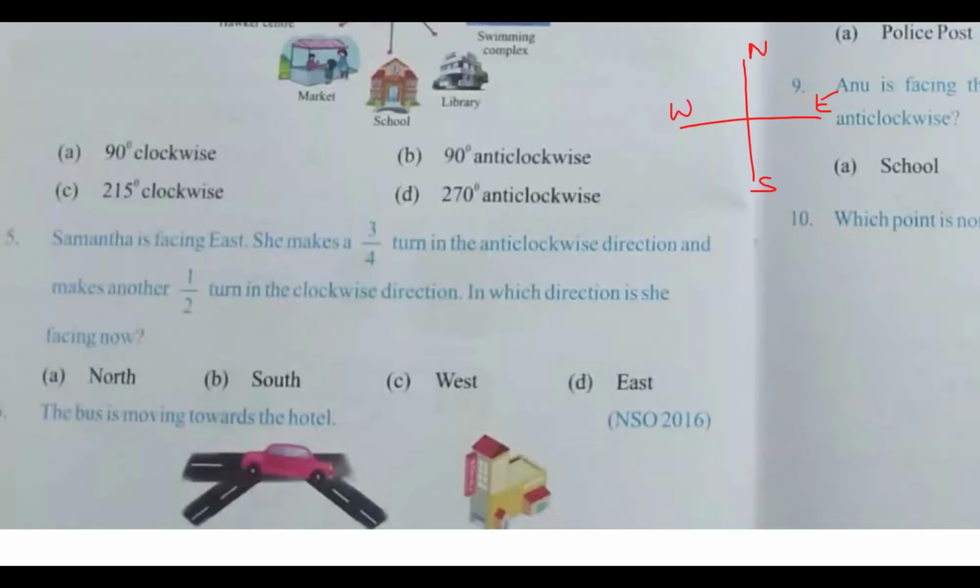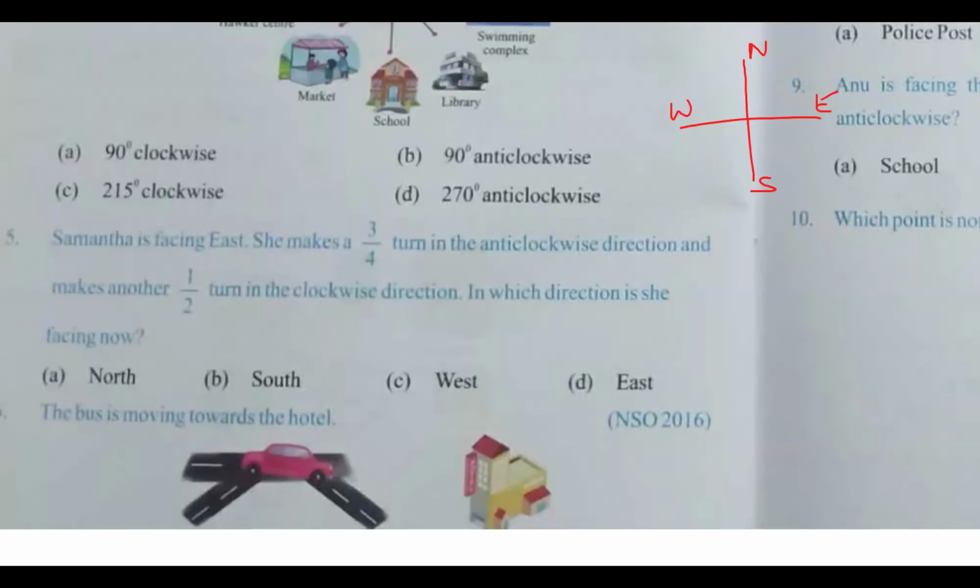All right, all right. So, you both are aware of fractions? Yes, ma'am. The term is given in fractions, right? Inaya, you're clear with it? You know about fractions, right? Okay. So they're saying that first of all, Samantha is facing east direction.